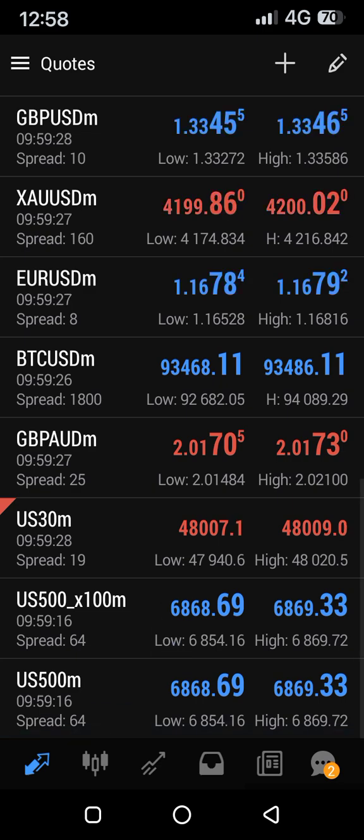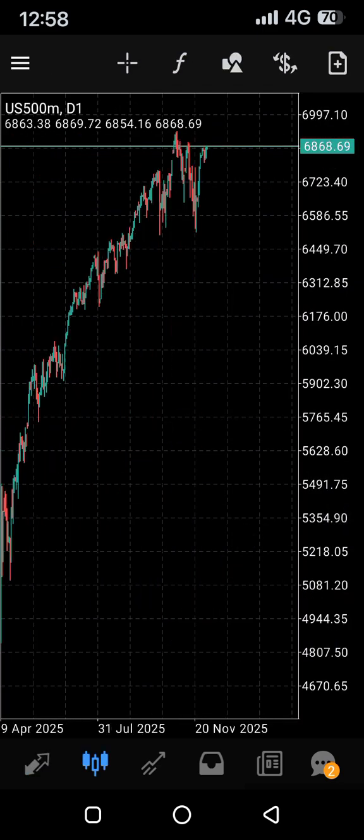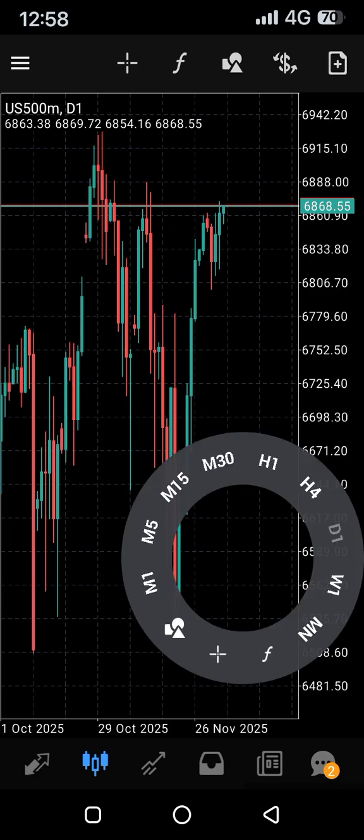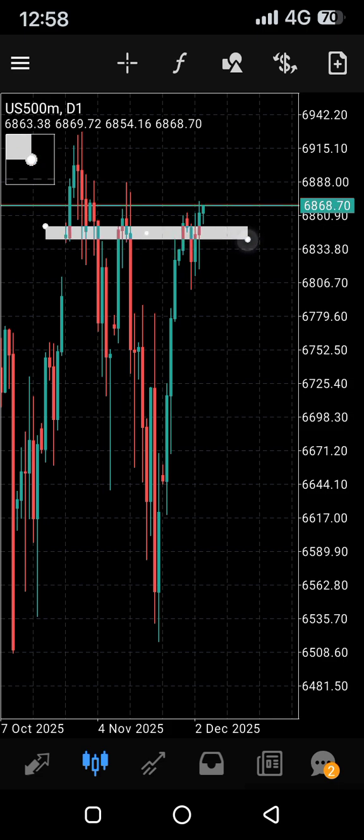Now let me go to another pair. Let's go to S&P 500. If you go to S&P 500, you go to the daily time frame. What do you observe? You observe that whenever price was above this level over here, we had a massive push. So this was an area of resistance. Whenever price was above that level, there was a massive push.